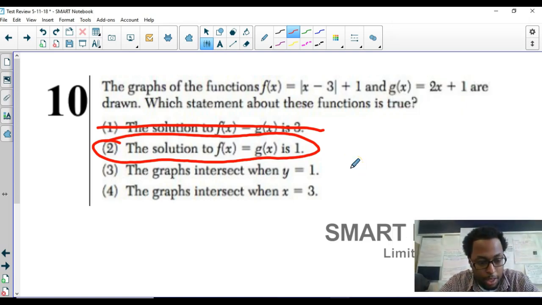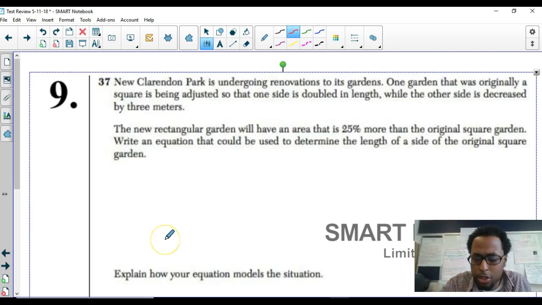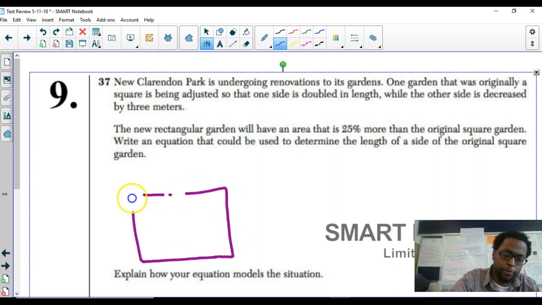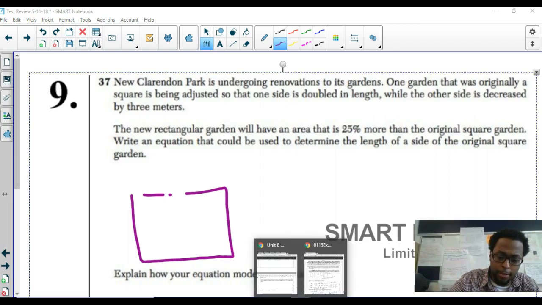Okay. Last question. I got question 9. I'm going to actually show you the work, and then I'm going to kind of model it as well. So it wants to know, New Cannon Park is undergoing renovations to its garden. One garden that was originally a square is being adjusted so that one side is double the length. So I know one side is a square, while the other side decreased by 3 meters. So I have a square, okay? And again, I'll show you what it looks like, done already.